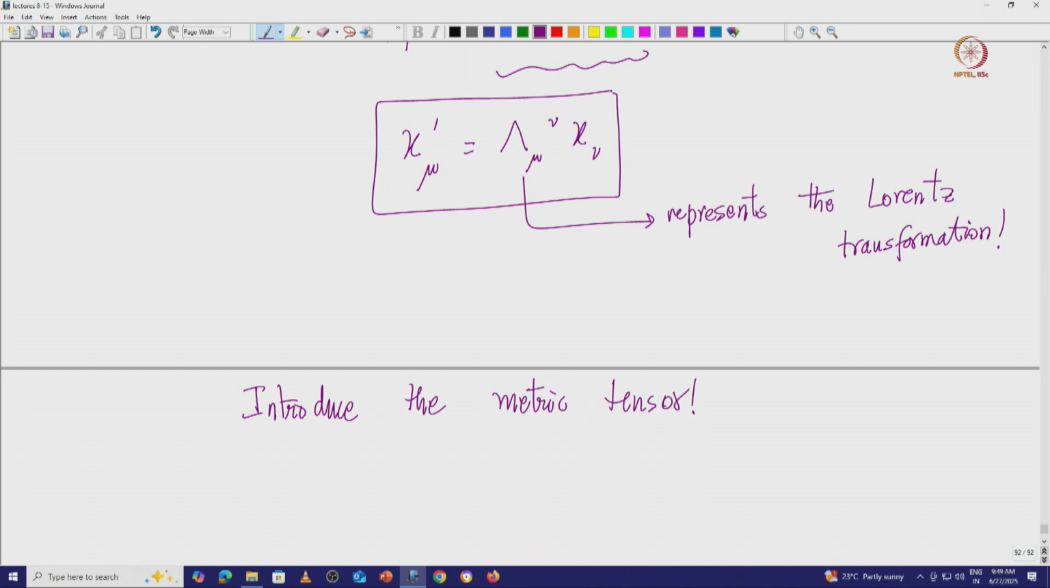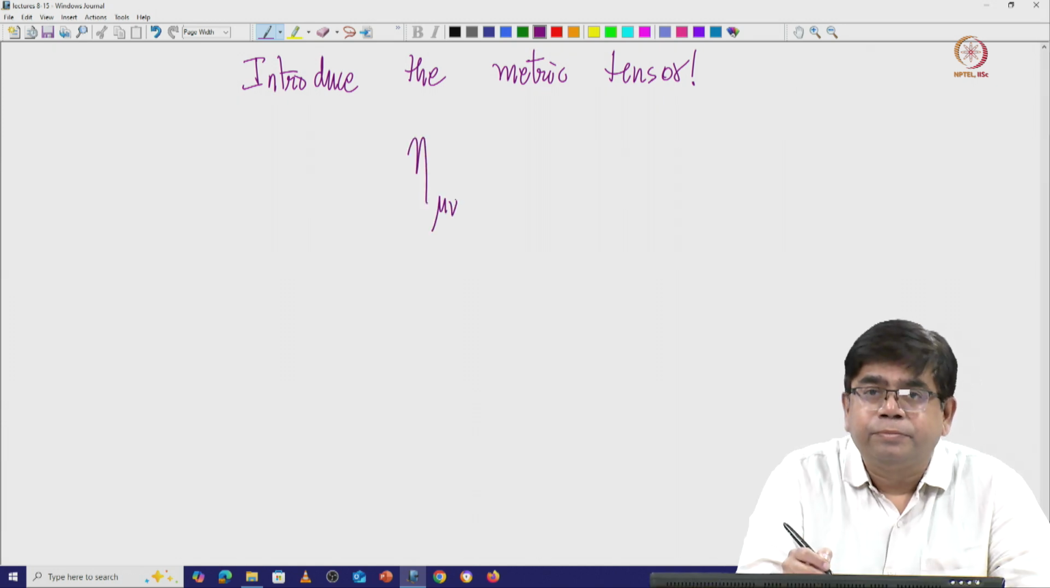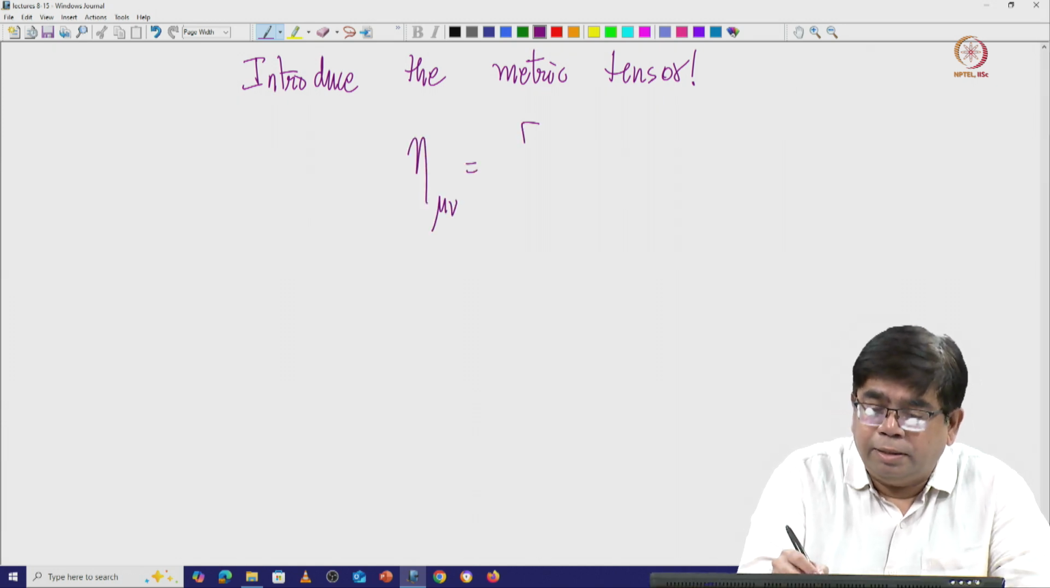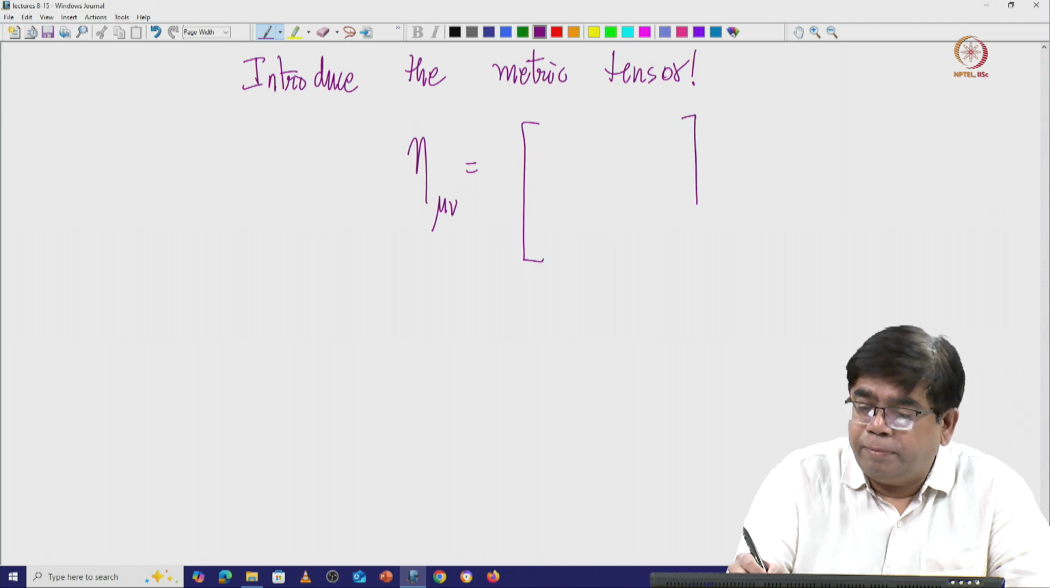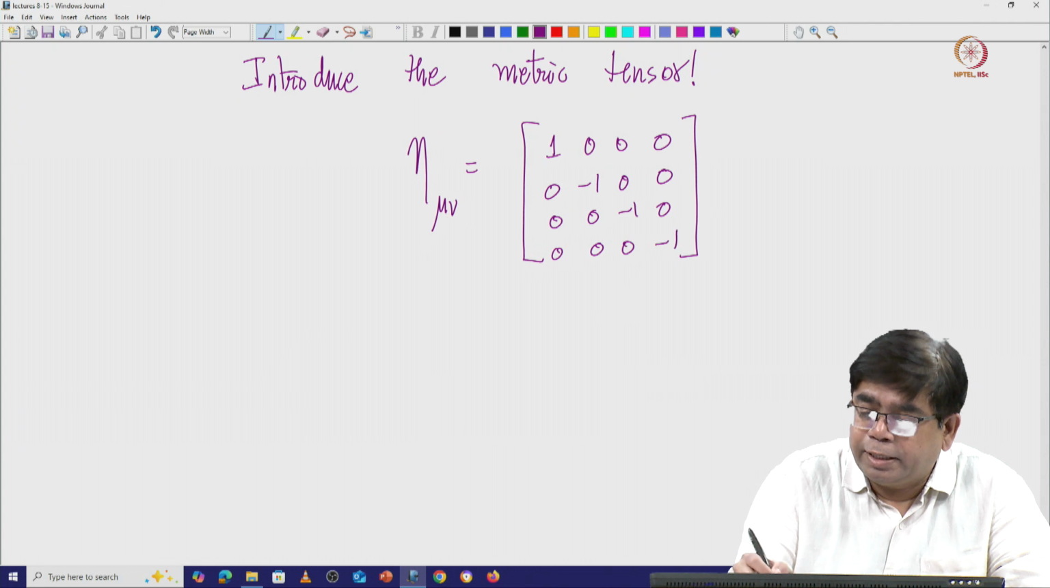Now I should mention that most of this has been covered earlier, in the initial part when I revised special theory of relativity. I'll show you the notes in a second.